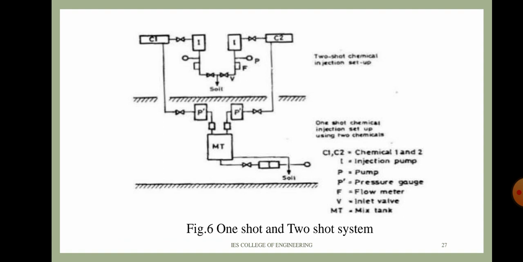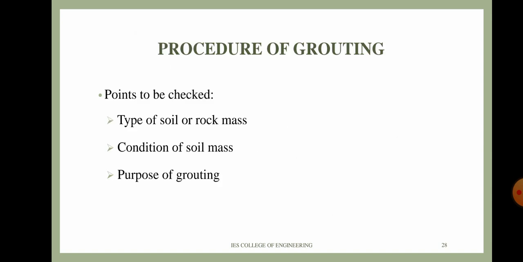And here is the figure showing the one shot and two shot systems. The upper portion shows the two-shot chemical injection setup. Here C1 and C2 denote chemical 1 and chemical 2, which are injected using the injection pump I directly into the soil. And the bottom portion shows the one shot chemical injection setup, where the two chemicals C1 and C2 are injected into a common mixing tank, represented by MT, and then injected into the soil. That is the difference between the one shot system and the two shot system.